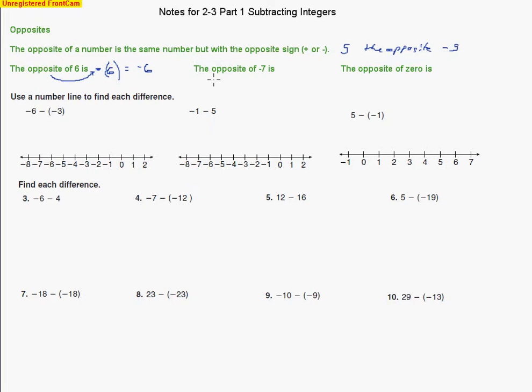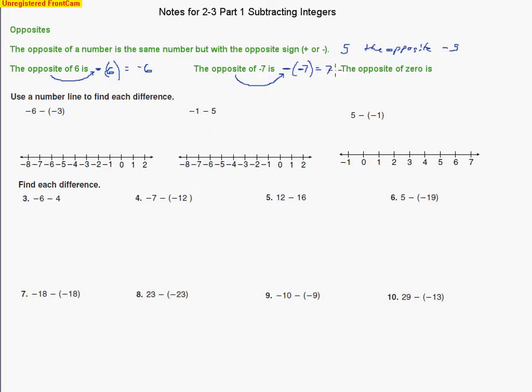Let's take a look at this next one. The opposite of -7, we could write that as the opposite of -7. So notice that this minus sign can be represented as the opposite of. The opposite of -7 is 7. Let's take a look at one other concept. When we have a positive number, the opposite is a negative. When we have a negative number, the opposite is a positive.